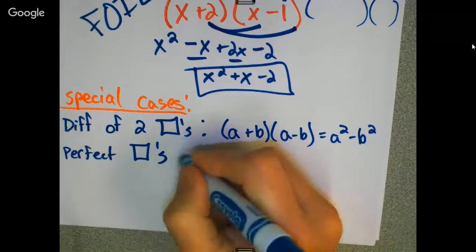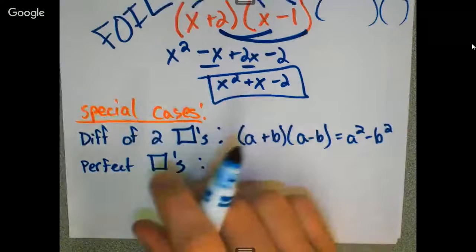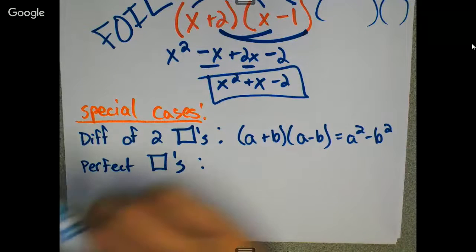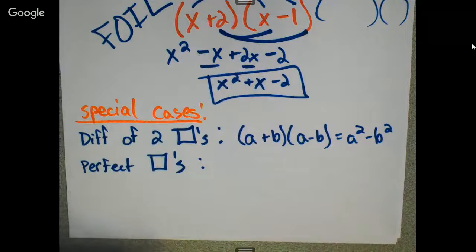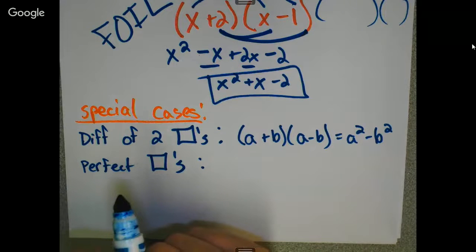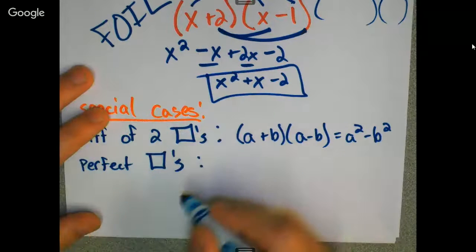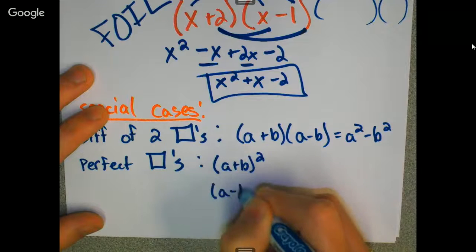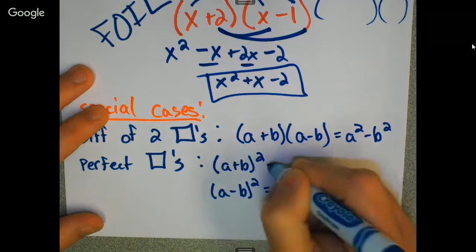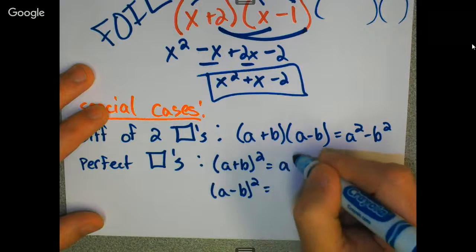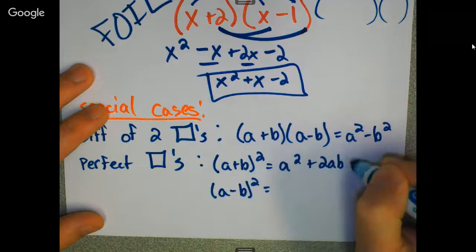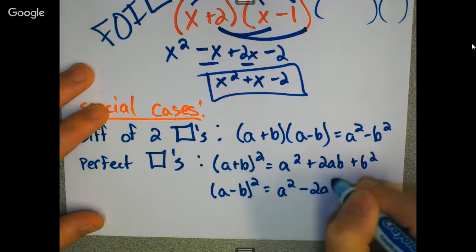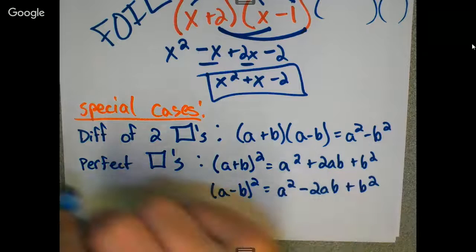Okay, and I don't get into perfect squares all that much because you really have to know about perfect squares, and you don't necessarily have to know the concept of multiplying. And I like the concept of multiplying much better. So that would be something like a plus b squared, or a minus b quantity squared. So that would be a squared plus 2ab plus b squared. And this is a squared minus 2ab plus b squared. Okay, so you might note those.